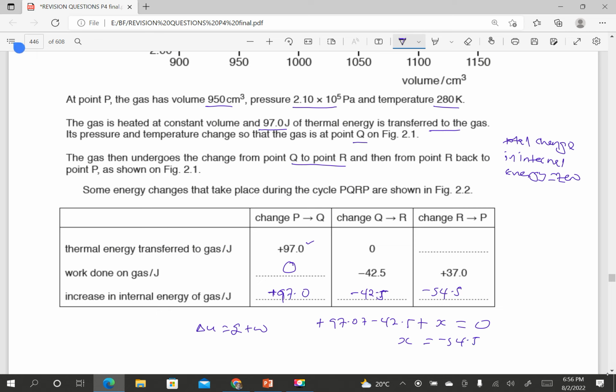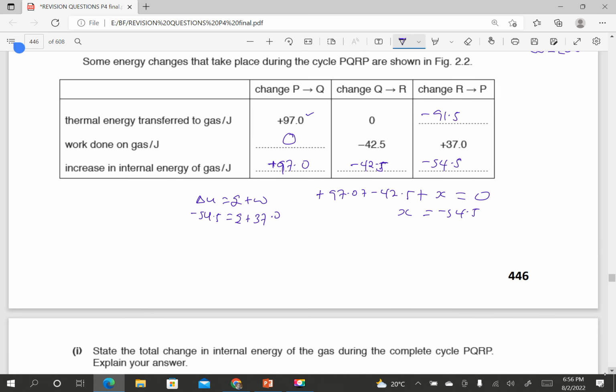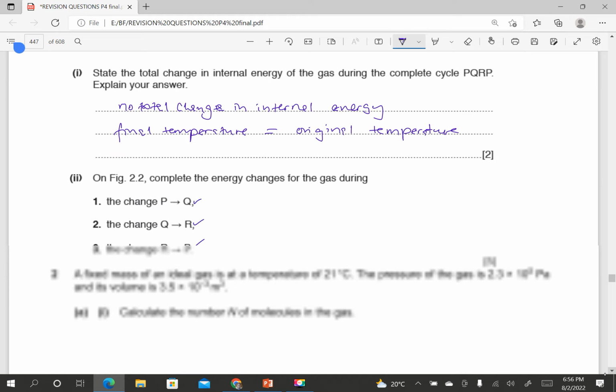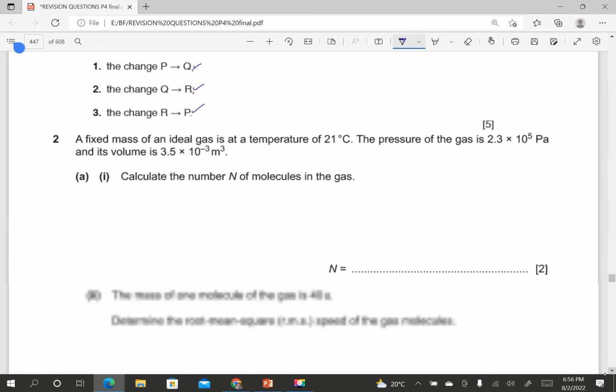Then I move upwards. Remember, using this, the change in internal energy is negative 54.5. This should be equal to the heat supplied, which is not known, plus the work done, which is 37.0. When I take this one across, it becomes negative 54.5 minus 37. So this is negative 91.5. These questions are very easy. If you master the logic of using the first law of thermodynamics, they become extremely easy. Okay, so we have finished this part of the question.